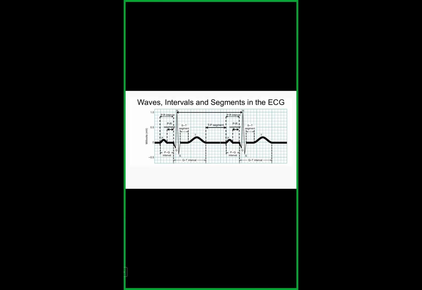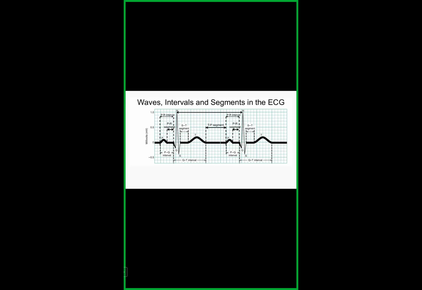But C is correct. Sorry, that's what C stood for, the QT interval. The QT interval is basically the time that it takes from the beginning of ventricular depolarization to the end of ventricular repolarization, which is the whole time for systole.